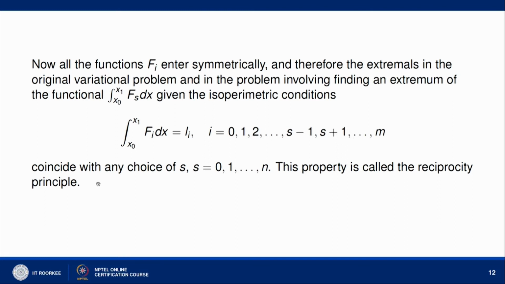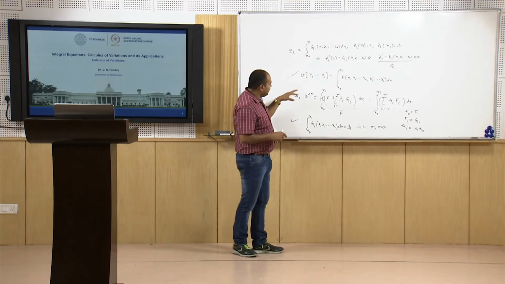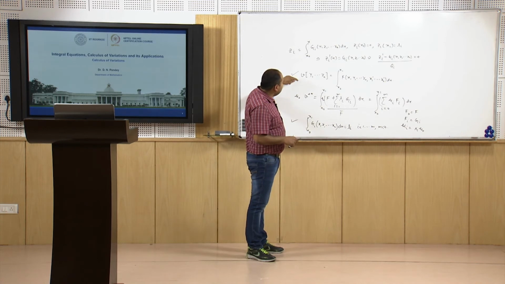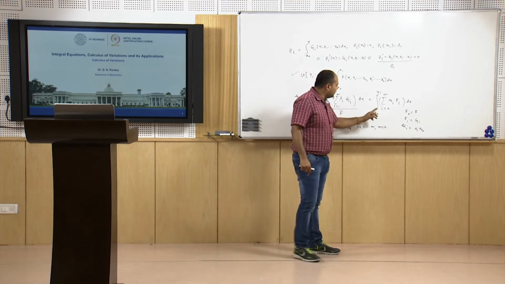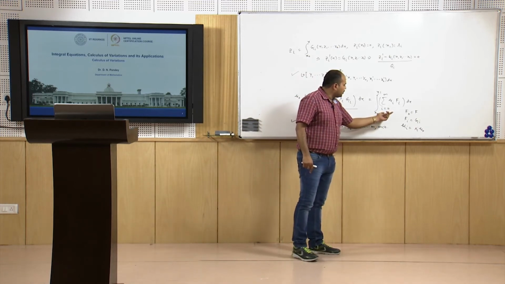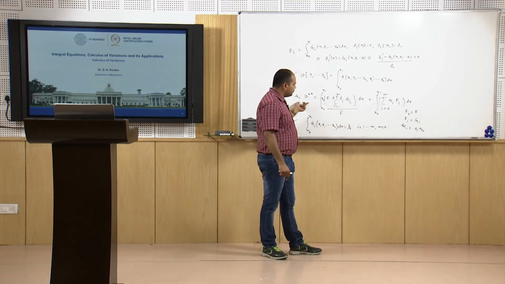It means that, coming back to this, the purpose behind doing this is that we want to extremize this functional along with this condition, and for that we have seen that the extremal functional satisfies the Euler's equation corresponding to this variational problem, this functional.